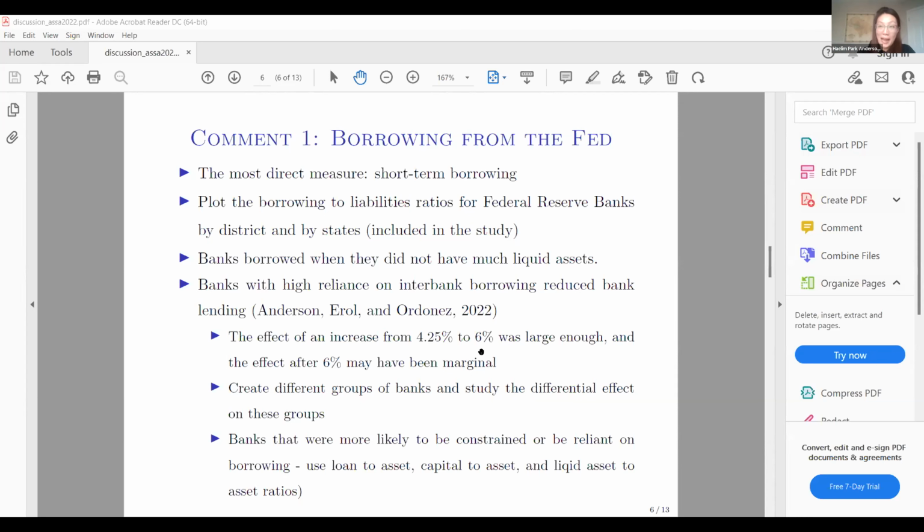you have to know that banks are borrowing because they didn't have enough cash or liquid assets. If you have liquid assets, you would just draw them down, not borrow. And from my own research, which is very preliminary, what I found is that banks with high reliance on interbank borrowing are the ones that reduced bank lending. There's a high link between dependence on interbank borrowing and lending.